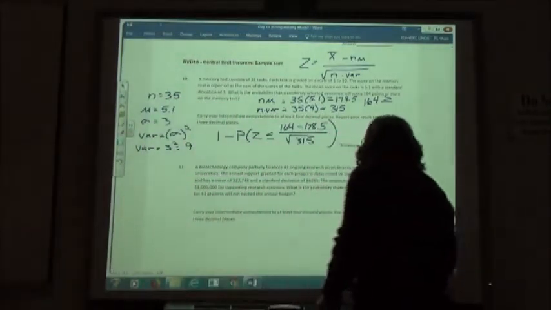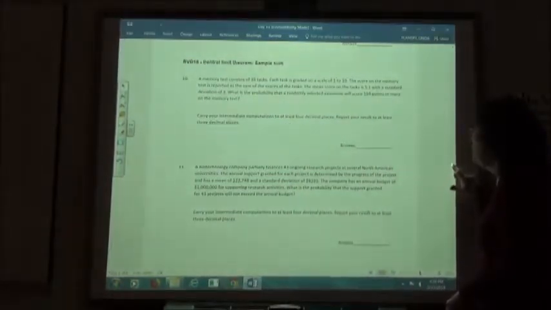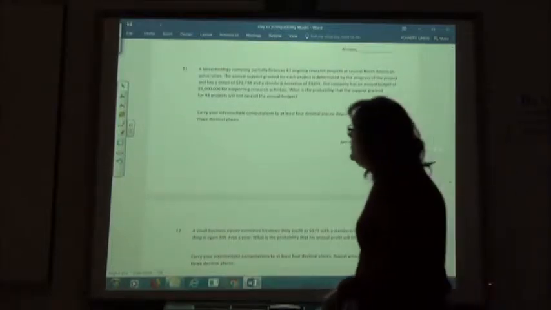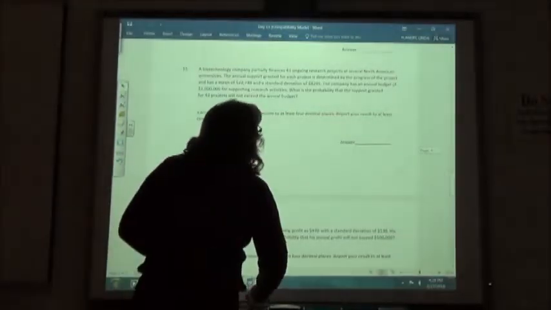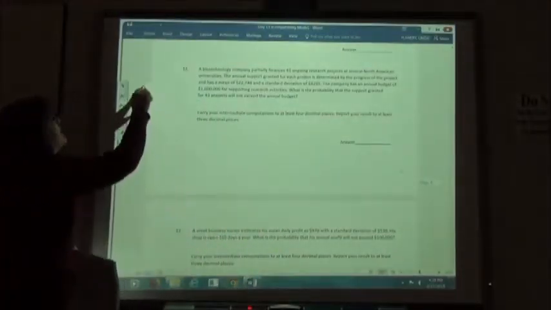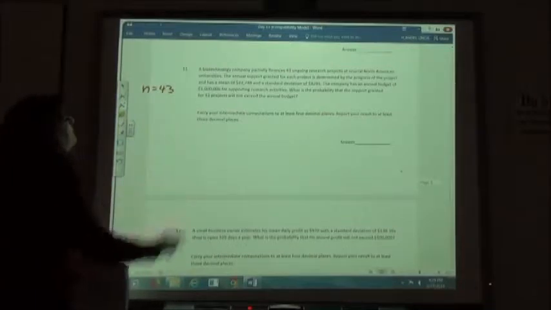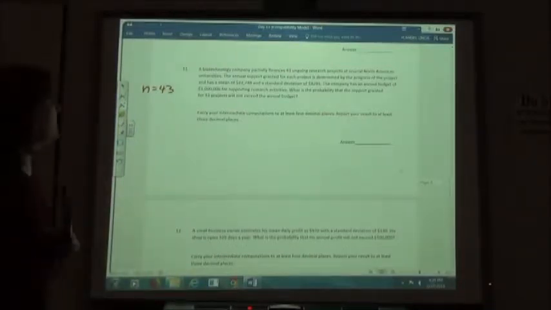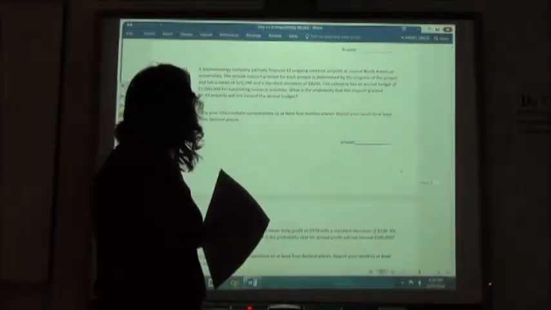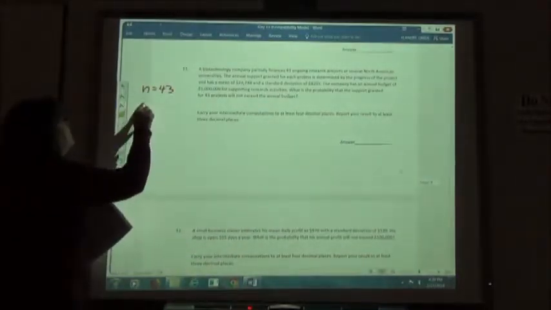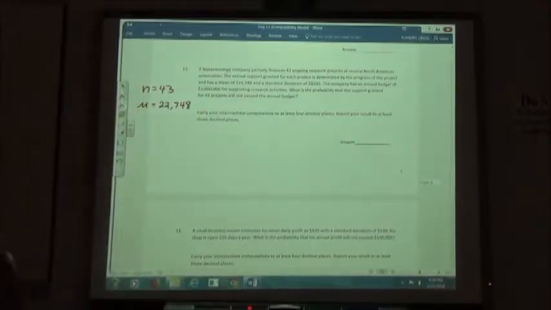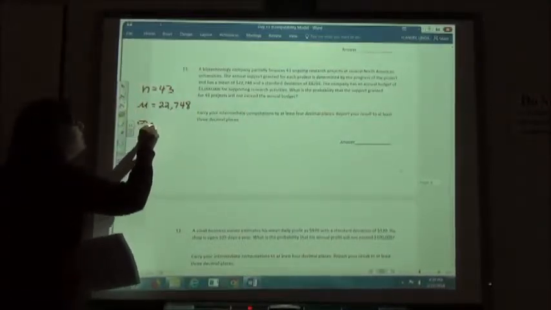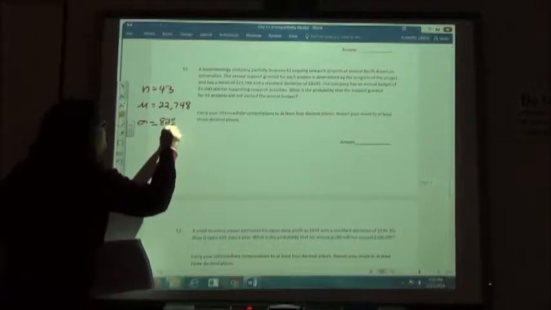Number 11. A biotechnology company partially finances 43 ongoing research projects at several North American universities. So n is going to be 43. The annual support granted for each project is determined by the progress of the project and has a mean of 22,748 and a standard deviation of 8,295.